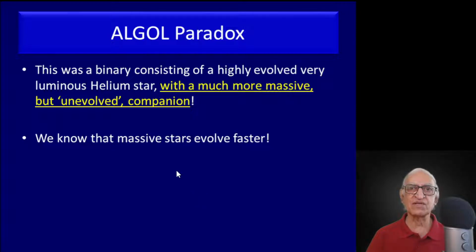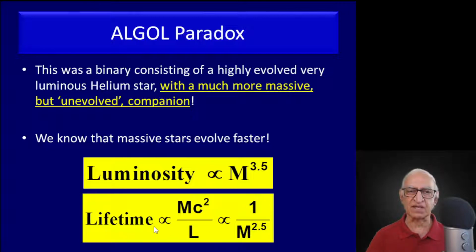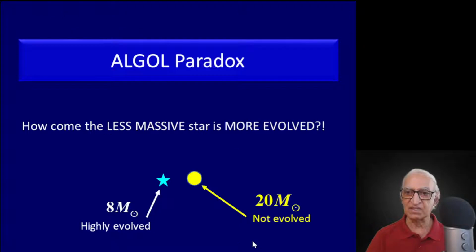We know from our discussion of stellar evolution that more massive stars evolve faster because their luminosity is proportional to m to the power 2.5 and their lifetime is proportional to the total energy the star has, which is mc squared, divided by the luminosity, which is the rate at which it is radiating energy every second. And that lifetime is inversely proportional to m to the power 2.5. Therefore, you would expect the more massive star to evolve faster. And that is why this is a puzzle. How come the less massive star is more evolved than the more massive star? This is known as the Algol paradox.